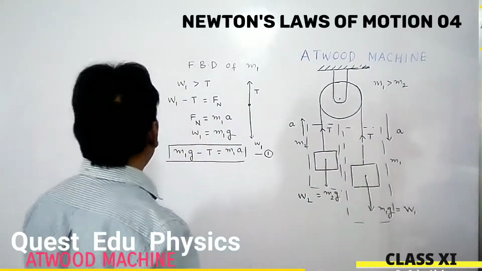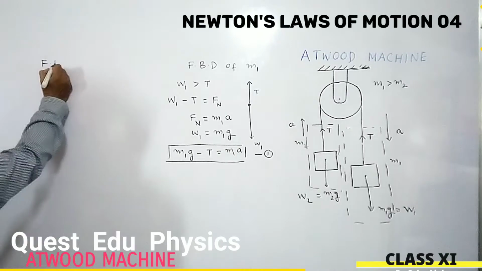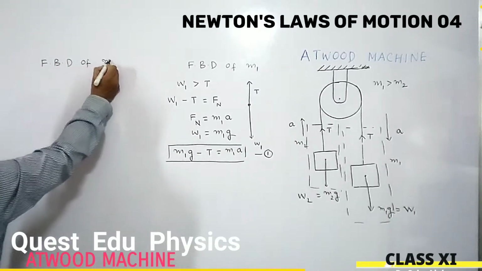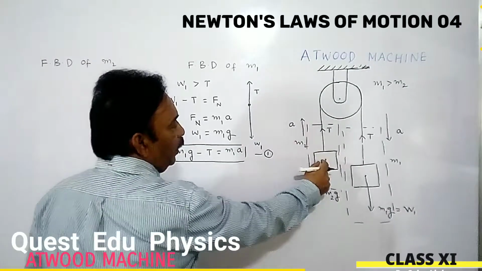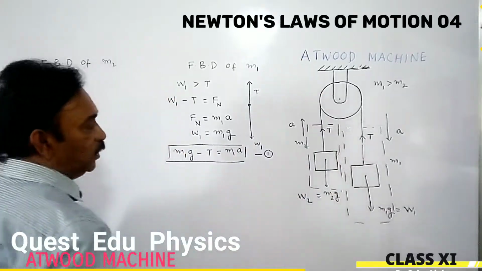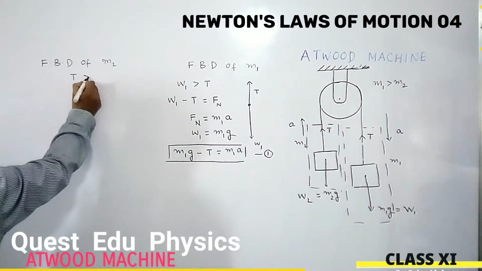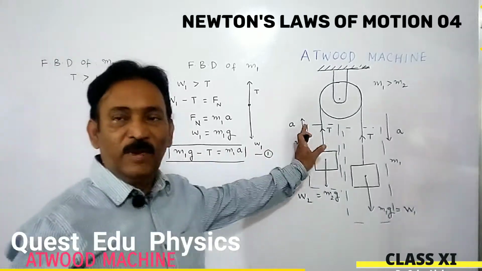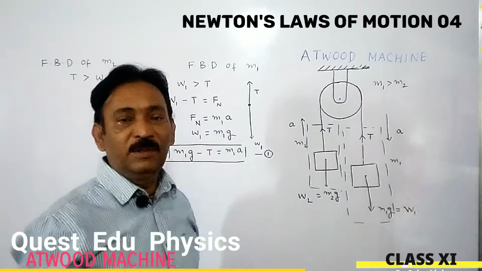Okay students, FBD of mass 2. If you watch it carefully, the pulley is making it move up, the string is moving up, this mass is moving up. It is moving up, which means the tension is greater than the weight of the body.